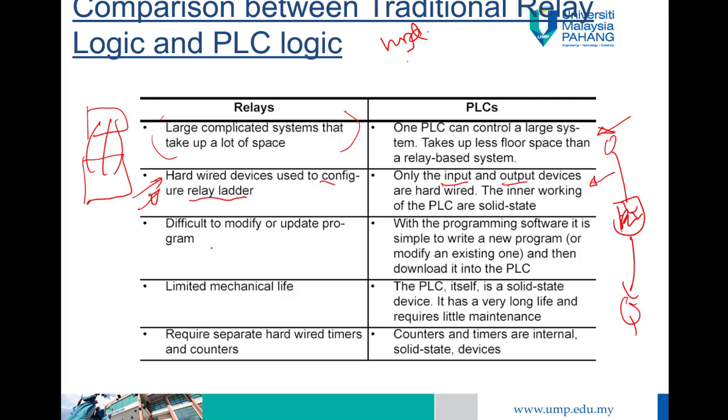Then for the relay system, it's difficult to modify or update programs. So once we set up the wiring, if we want to update the program, we need to change the wiring. But with PLC, we use a computer program, or PLC programming. So if we want to update or modify the program, we just need to change the program and download it to the PLC.